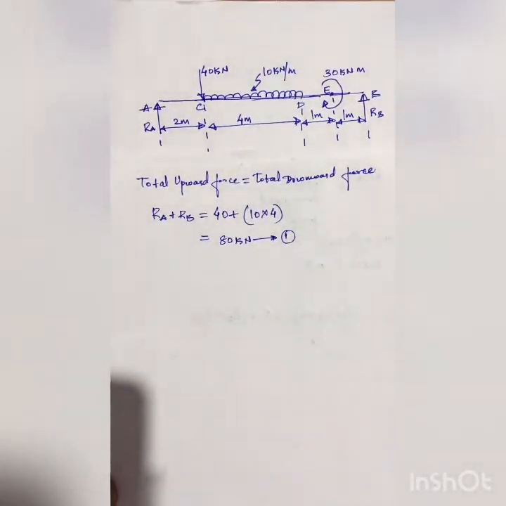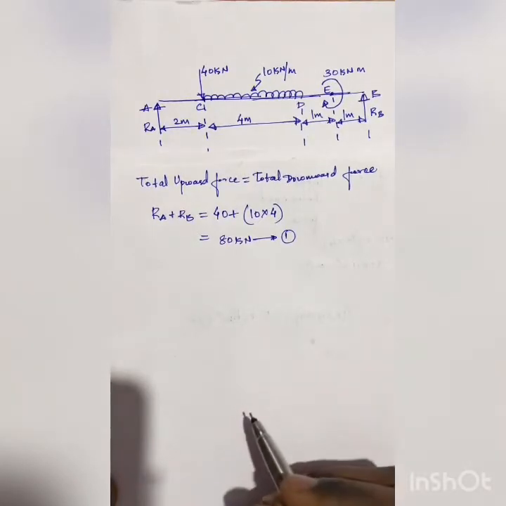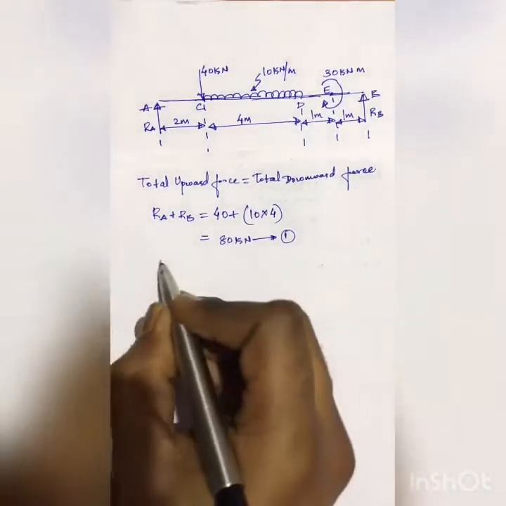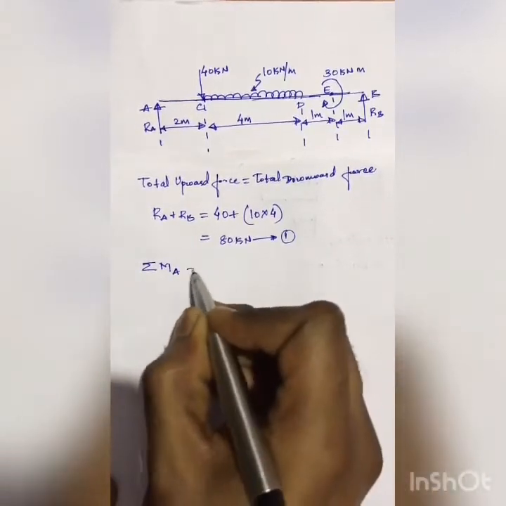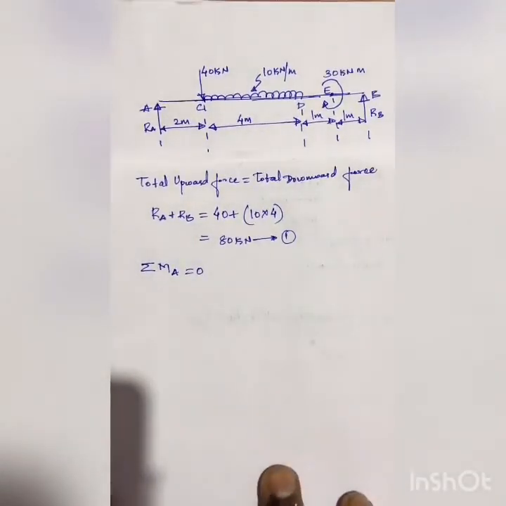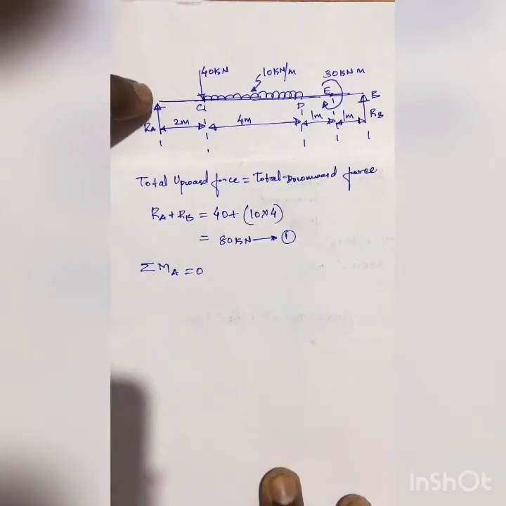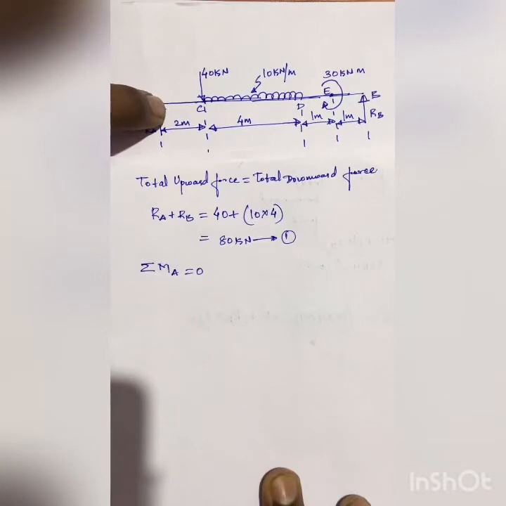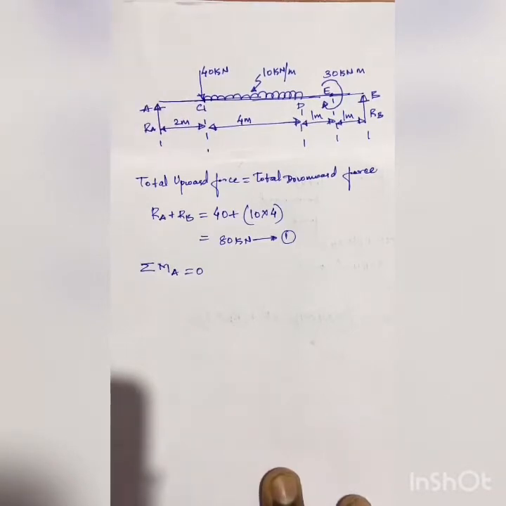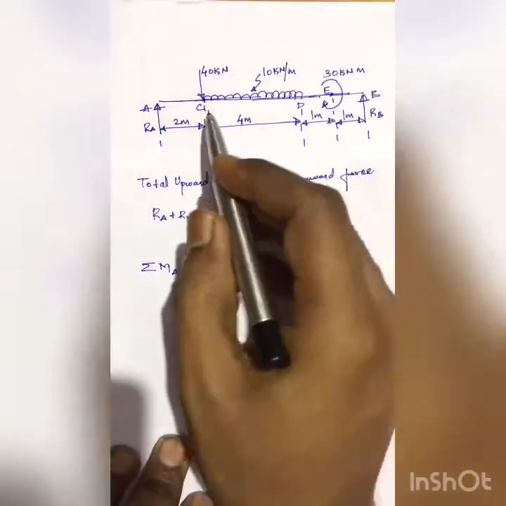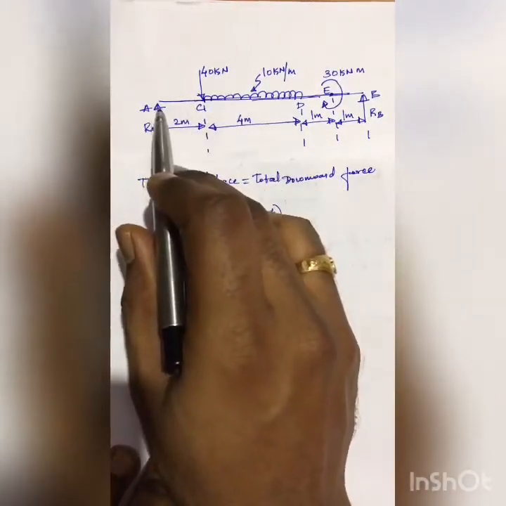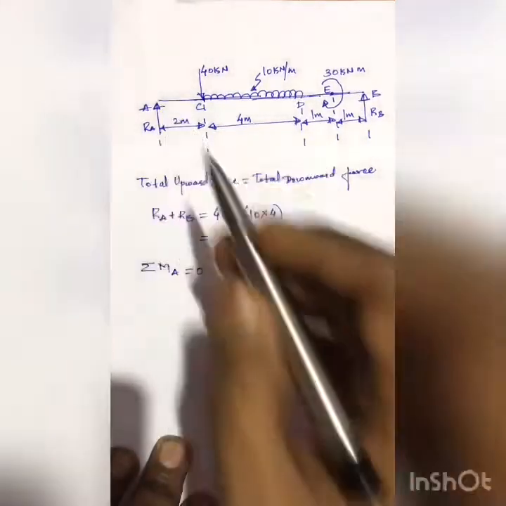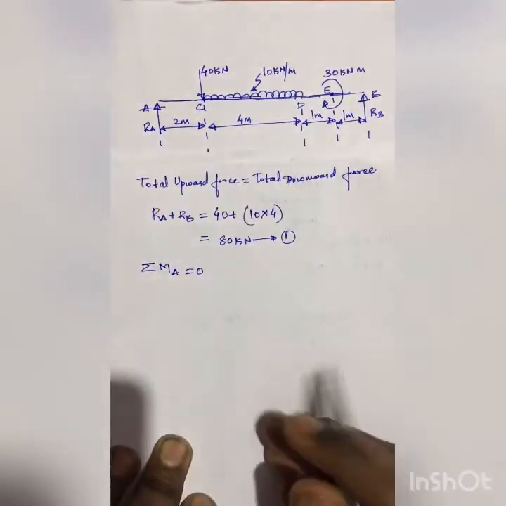Next, we need to consider the moment equilibrium equation. That is, I'll consider summation of moments about A is equal to 0. I need to consider all the moments due to the forces and couples acting towards the right side of point A, and make it equal to 0, because we know that at supports the moment is 0.